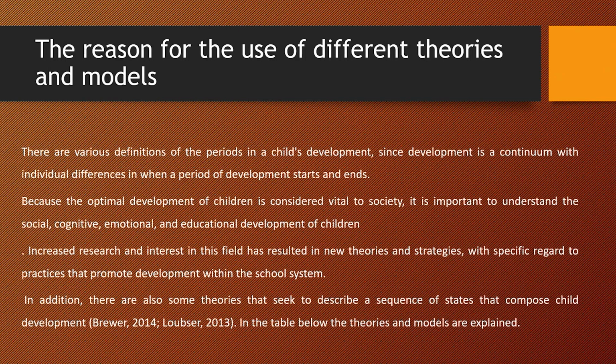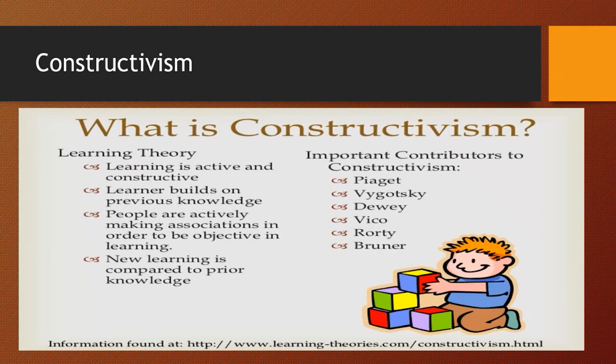It is important to understand the social, cognitive, emotional, and educational development of children. Increased research and interest in this field have resulted in new theories and strategies with specific regard to practices that promote development within the school system. In addition, there are some theories that seek to describe a sequence of stages that compose child development. So in the table below, the theories and models are explained.